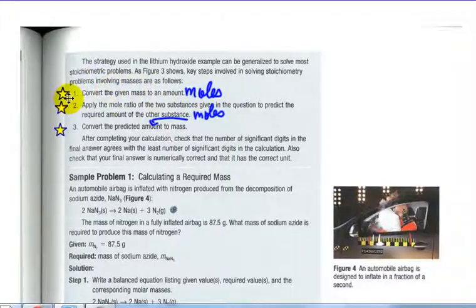So key steps here, put stars beside this. Convert the given mass to moles, because that's what they mean by amounts here. Apply the mole ratio of the two substances in the given question to predict the required moles of the other substance. Then convert those moles back into mass.